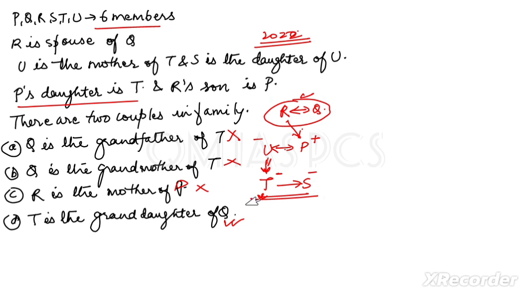If there is any doubt you can ask. Okay, so like this we have to solve. Whatever data is given, whatever the clues are, based on that we have to form the relation tree. Here we can find how many generations there are. There are 3 generations. Okay, fine, so let's move to the next question.